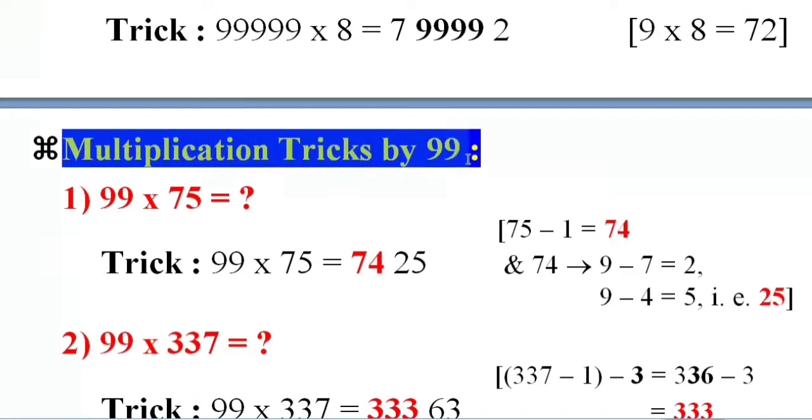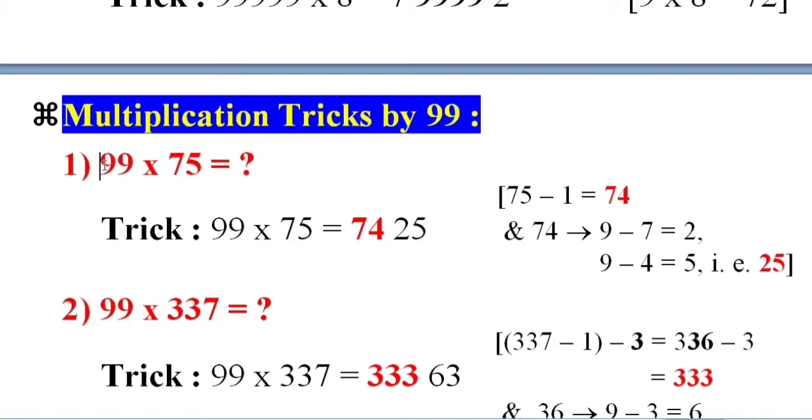Multiplication tricks by 99. 99 into 77 equals what? 77 minus 1 equals 76. This 76. And 9 minus 7, this 7, equals 2, and 9 minus 6, this 6, equals 3. That is 23. Write down 23 besides 76. So the answer is 7623.